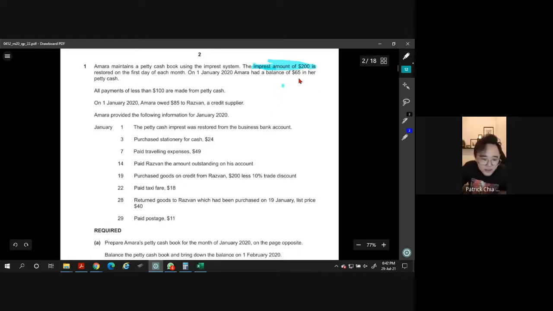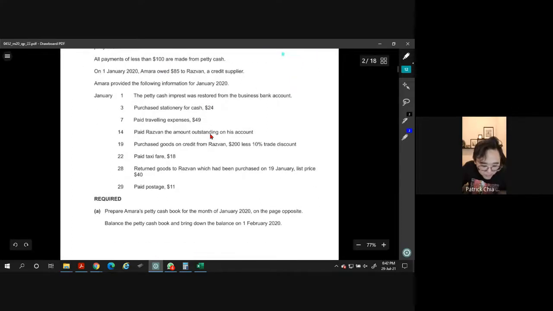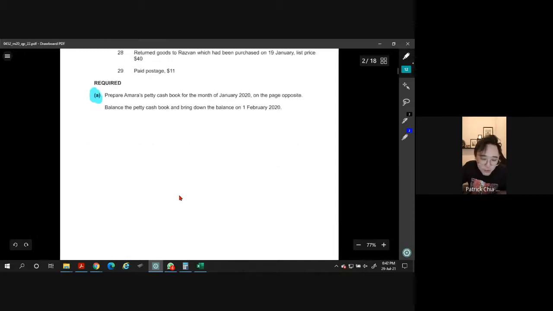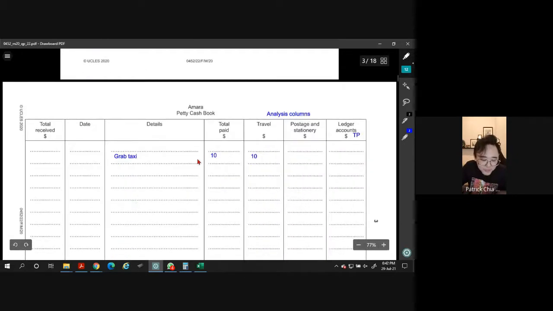Okay. So 200 is restored on the first day of each month. The balance of 65. So this is your balance b/d. All payments less than 100 are made from petty cash. So this question usually also they like to give you whether to restore or not. You have to read from the question here. They will tell you what to do. Like here, they tell you, okay, balance the petty cash book and bring down the balance. They didn't say restore. If you're scared, you just do it, but no marks are given. You can still do it, no problem. All right?